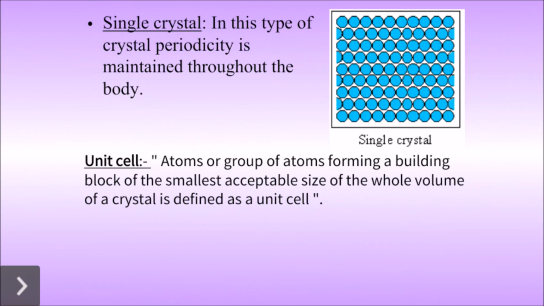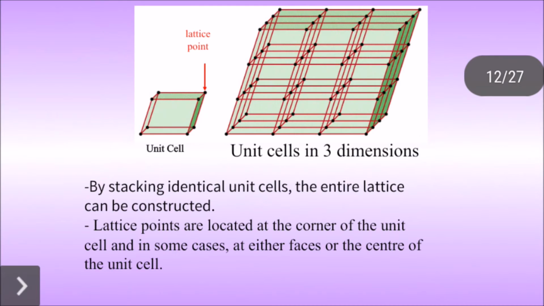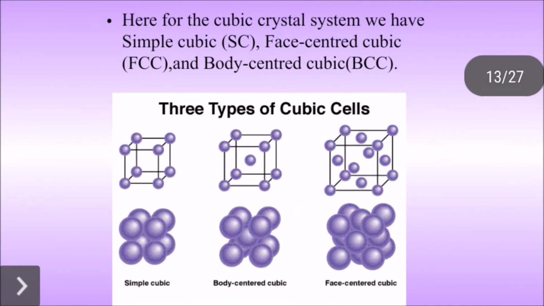Now I will explain the unit cell. The atom or group of atoms forming a building block of the smallest acceptable size of the whole volume of a crystal is defined as a unit cell. We consider only one part of this, the cube, so it is called a unit cell. The unit cell is defined in three dimensions. For the cubic crystal system we have simple cubic, body centered cubic and face centered cubic. These are the diagrams of the cubes: first is simple cubic, second is body centered, and third is face centered cubic.